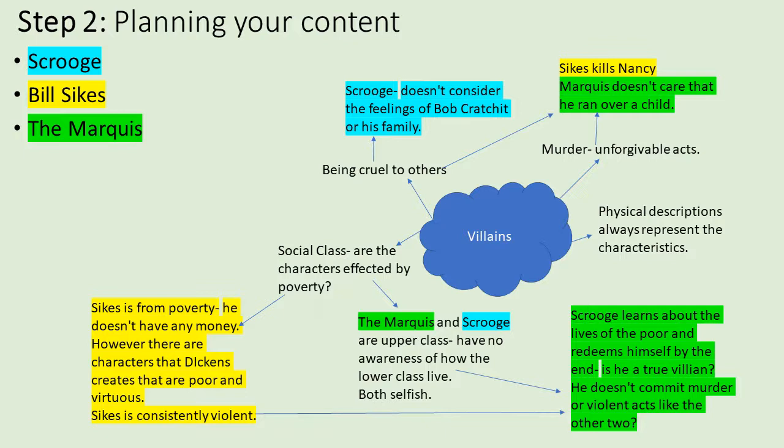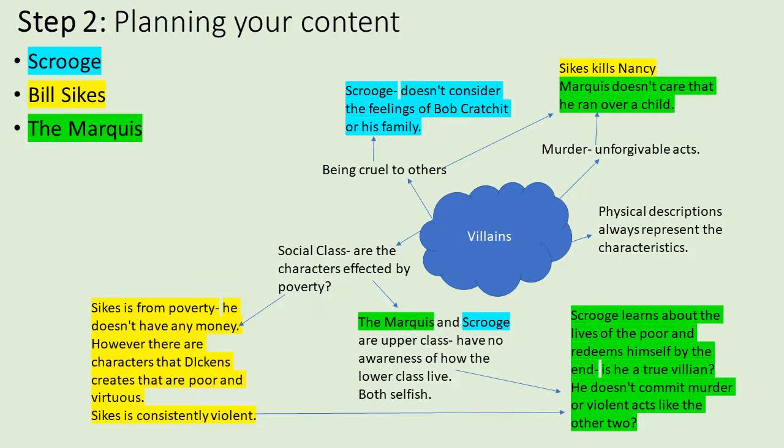Okay, so this is what your mind map may look like. So I've done one for Scrooge, Bill Sikes and the Marquis. So we've got 2 acts of murder. Sikes kills Nancy and the Marquis doesn't care that he ran over a child. Physical descriptions always represent the characteristics. We've got evidence of being cruel to others. For instance, Scrooge doesn't consider the feelings of Bob Cratchit or his family. Social class, and you can consider how the characters are potentially affected by poverty.